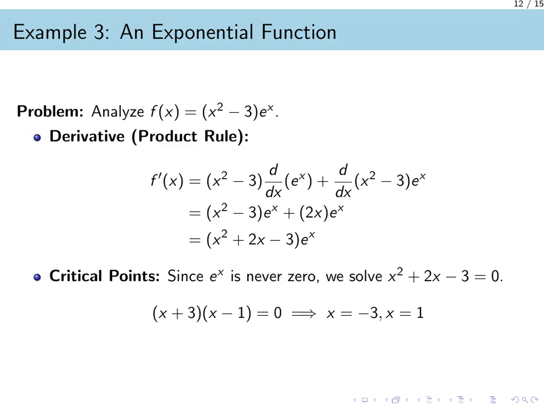To find where this derivative is 0, we can use a helpful fact. The exponential function e to the x is always positive and is never 0. Therefore, we only need to find where the polynomial factor equals 0. Factoring that quadratic gives us the quantity x plus 3 times the quantity x minus 1, which means our critical points are at x equals negative 3 and x equals 1.